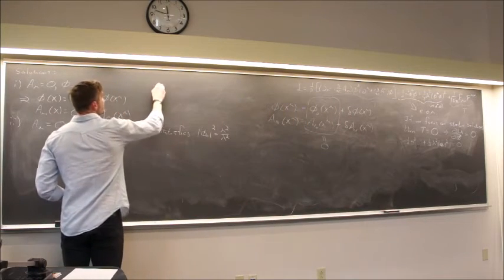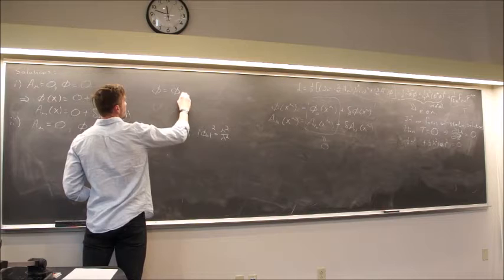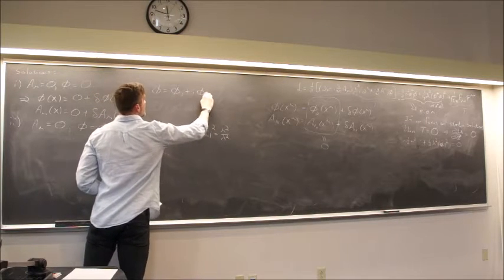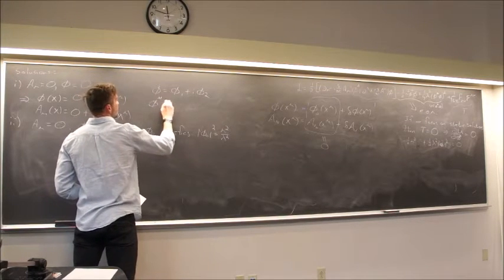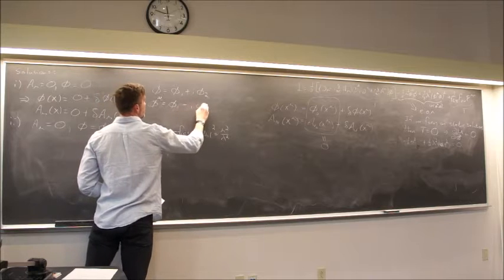Remember, in all of this, phi is a complex field, so I can write it, if I want, as phi 1 plus i phi 2. And similarly, I can write phi star as phi 1 minus i phi 2.